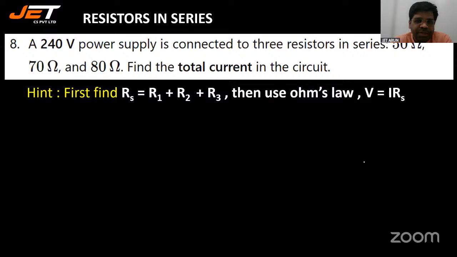All right, a 240-volt power supply is connected to 3 resistors in series. Find the total current in the circuit.